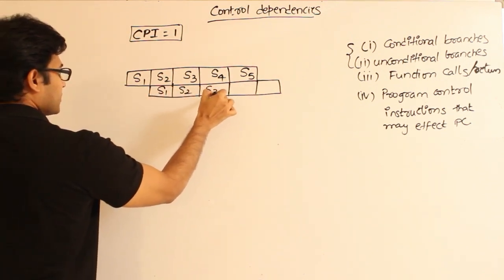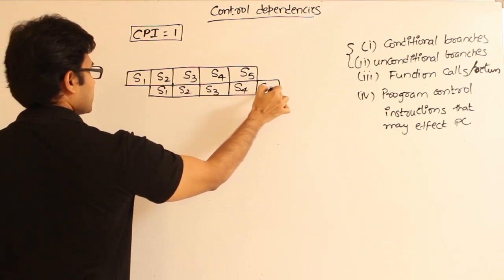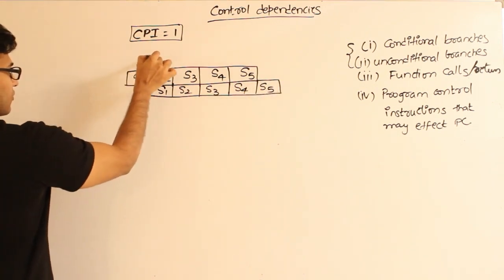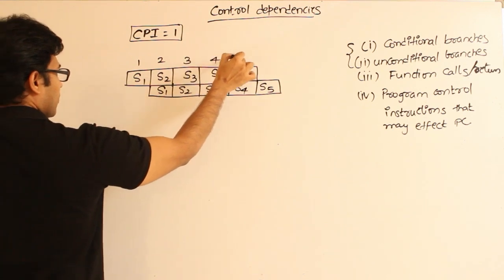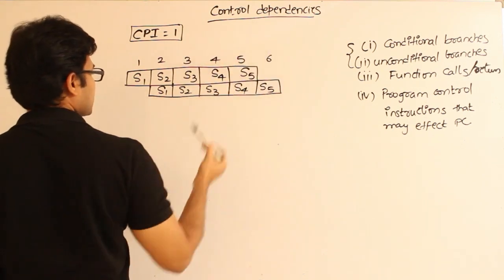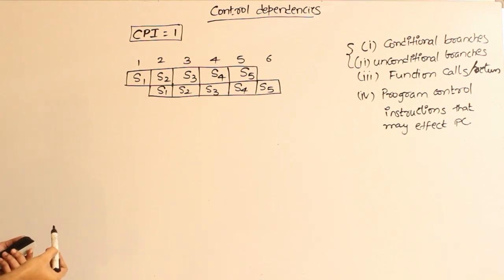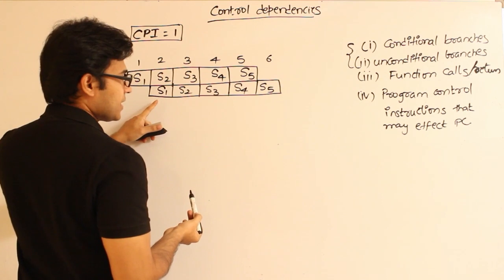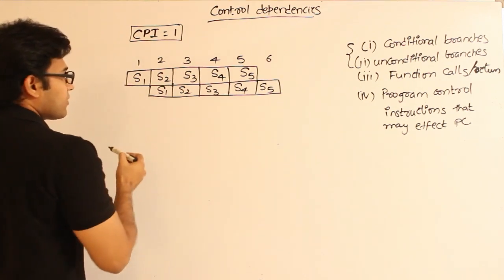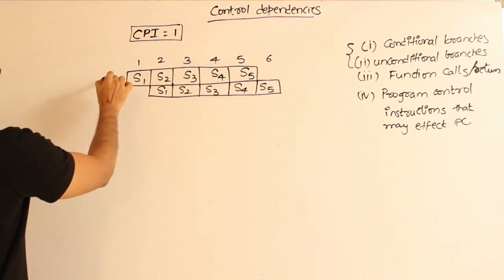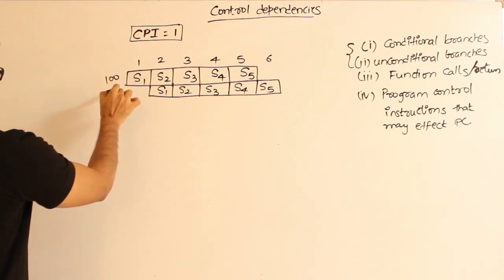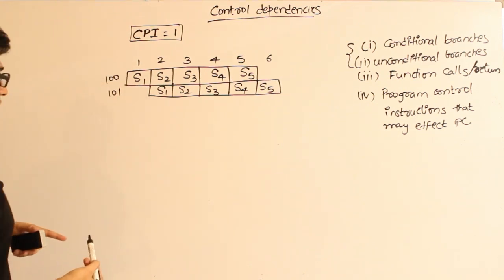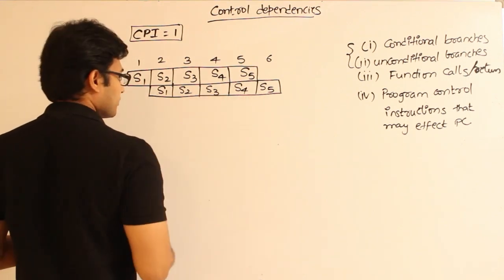S1, S2, S3, S4, S5. This is clock 1, clock 2, clock 3, clock 4, clock 5, clock 6, right? Now assume that this second instruction happens to be a branch instruction, some kind of conditional branch, and we don't know whether. Let us say this instruction is at address 100 and the next instruction is at address 101, and the next instruction depends on the output of this one, right?